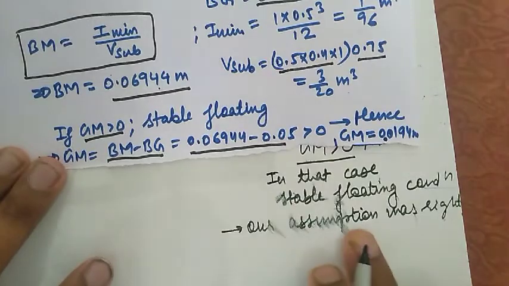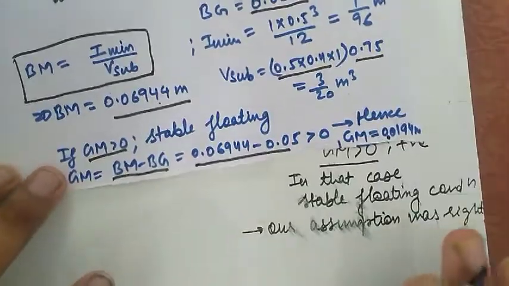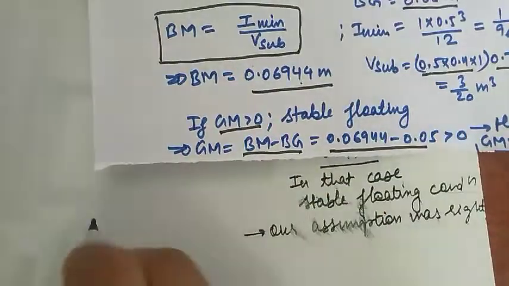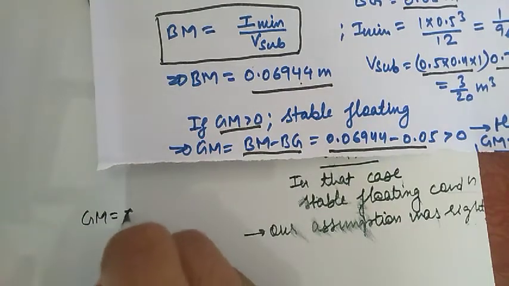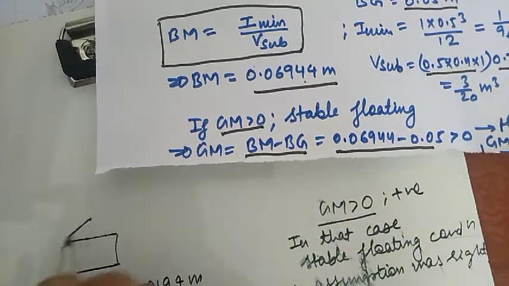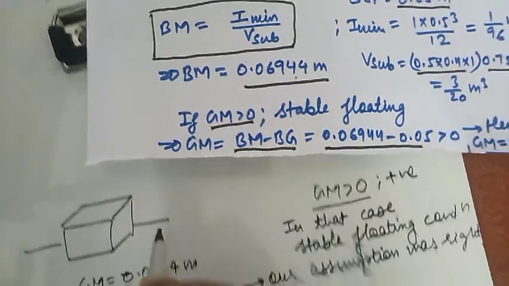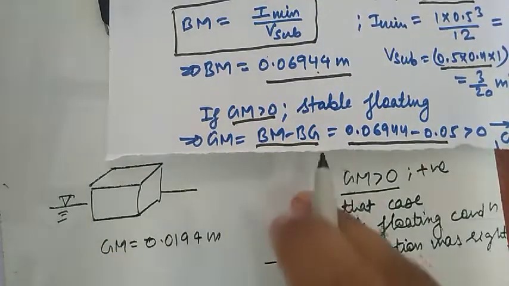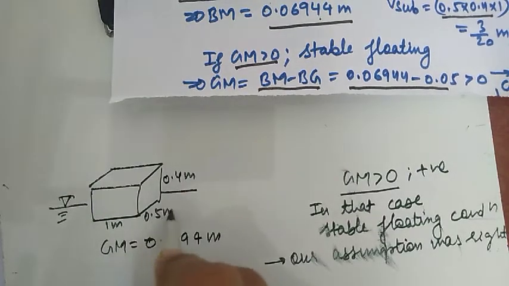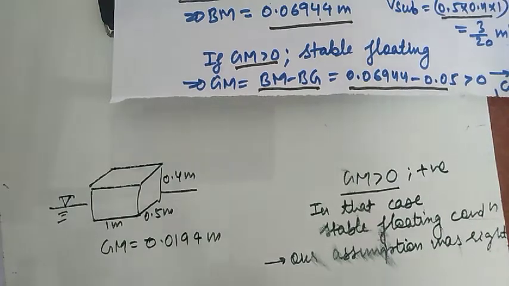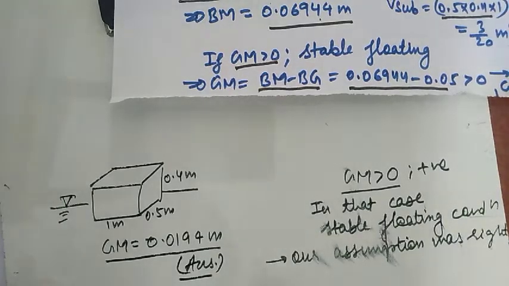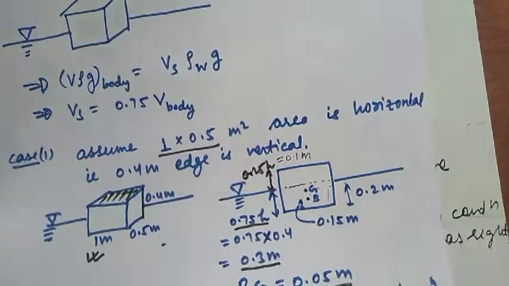Sorry for this, but I hope you can understand. So we can see that the body will float in this condition only, and the answer is GM equal to 0.0194 meter, and you have to show the orientation in which the body will float. It is 0.4 meters, it is 1 meter, it is 0.5 meter. The body will float in this orientation with the GM equal to this, and that will be the answer to this question. And after writing all the steps, I will show the steps once again.